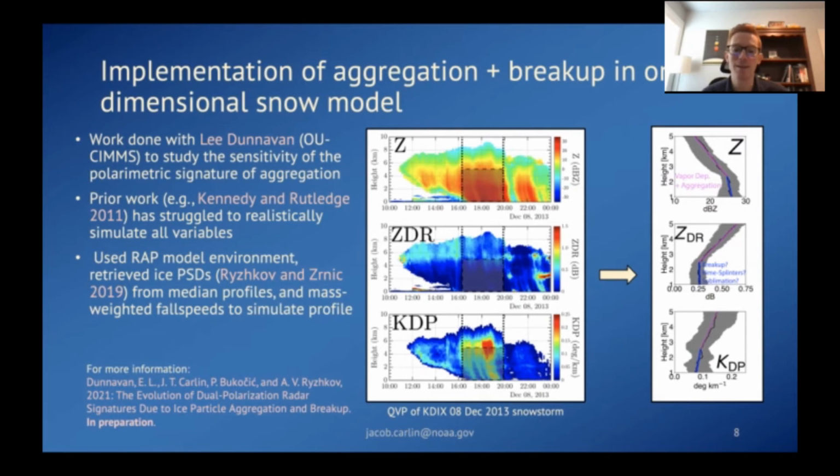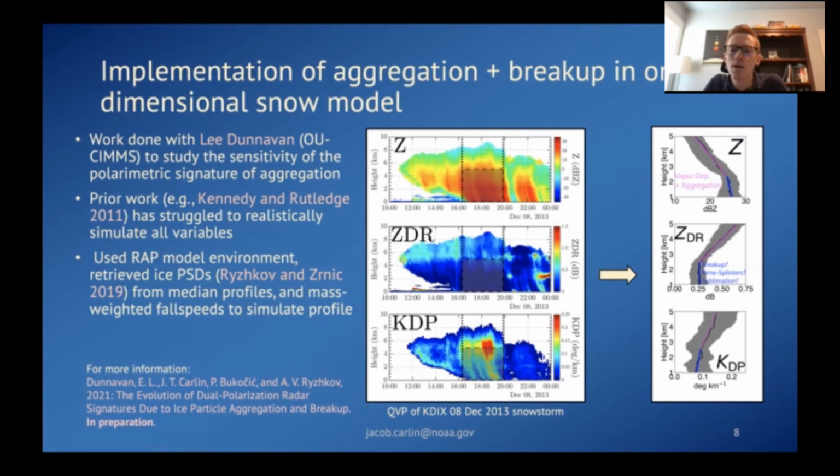So we see here in this QVP, this is actually one of the sublimation cases I just highlighted, but in this highlighted period between about 16 and 20 UTC, there was very heavy aggregated snow that was reaching the surface. And the figure on the right shows the QVP profiles extracted. The median is shown in black, and then the gray shows, I believe, the interquartile range. So we see the profiles that we often see with aggregating snow. We see an increase in Z and a decrease in ZDR and KDP downward.